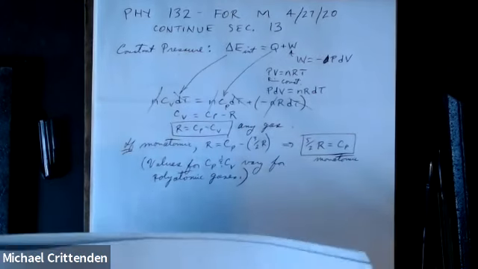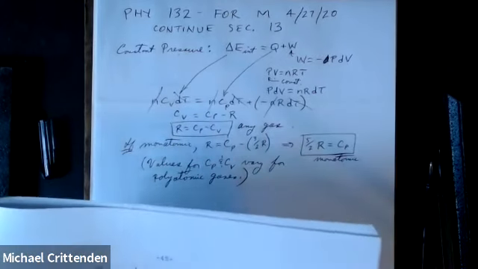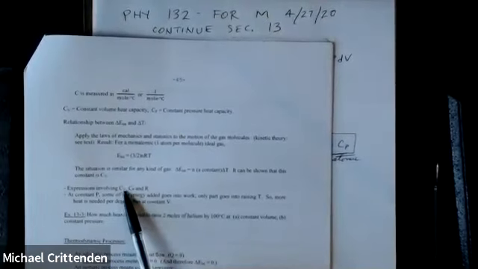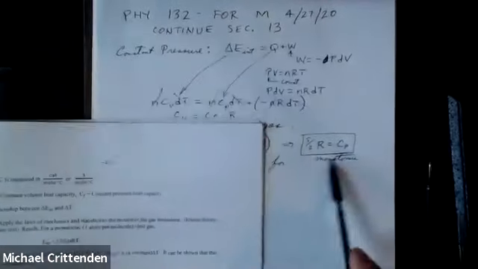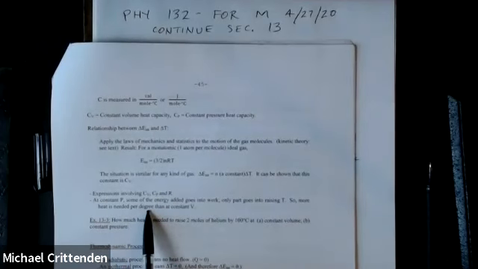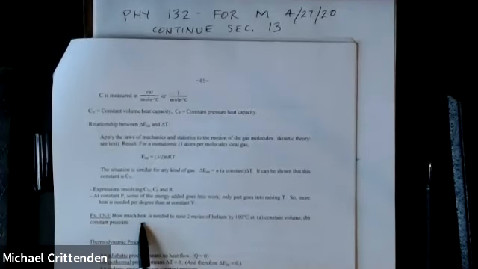Okay, so I think that takes care of the expressions involving CV, CP, and R. And of course, all this stuff's on the formula sheet. I've already said that. We'll do an example, and then we'll go on.